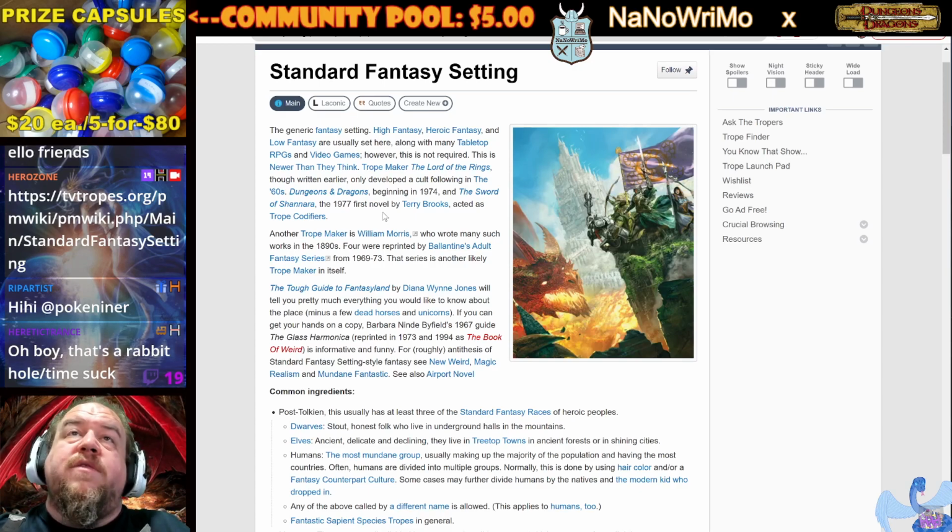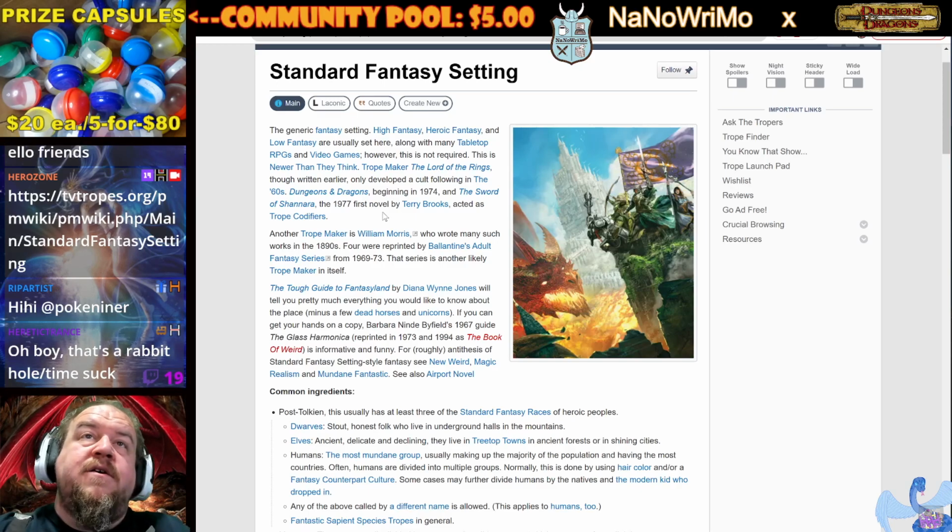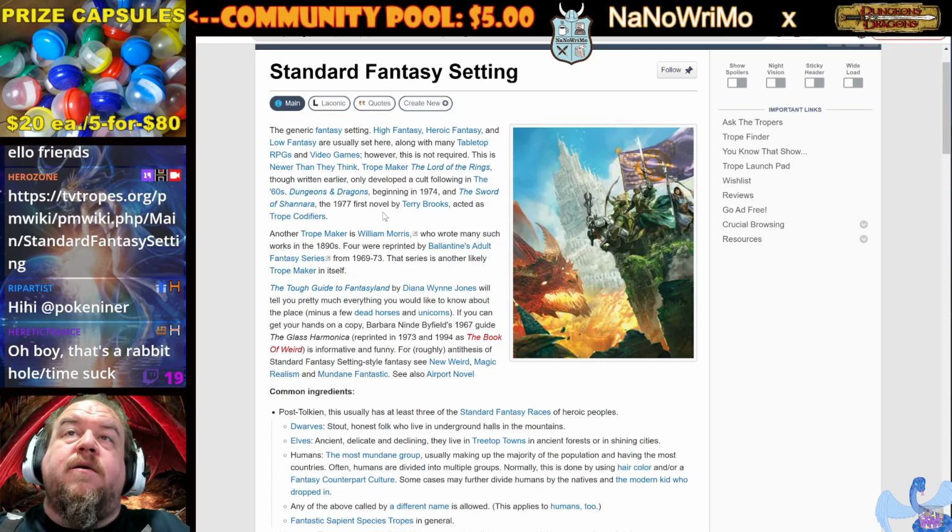This is newer than they think. The trope maker is The Lord of the Rings, though written earlier, it only developed a cult following in the 60s. Dungeons and Dragons, beginning in 1974, and The Sword of Shannara, the 1977 first novel by Terry Brooks, acted as trope codifiers. Another trope maker is William Morris, who wrote many such works in the 1890s. Four were reprinted by Ballantine's adult fantasy series. That series is another likely trope maker itself.